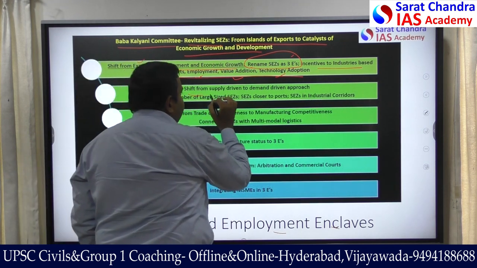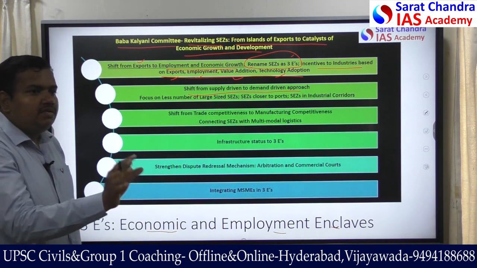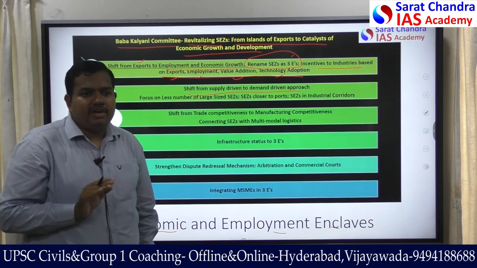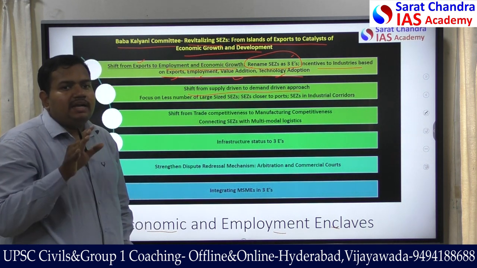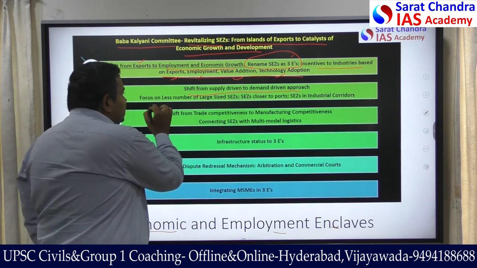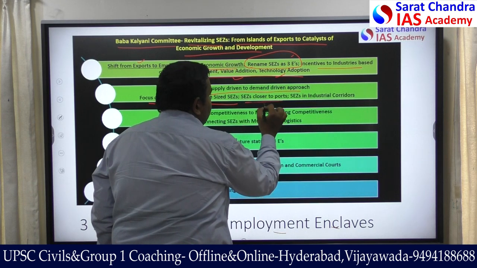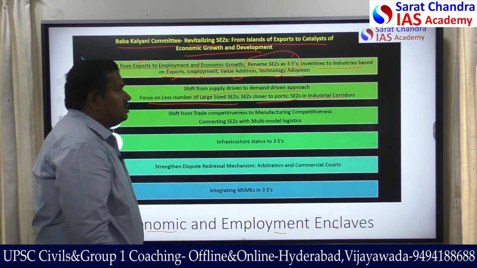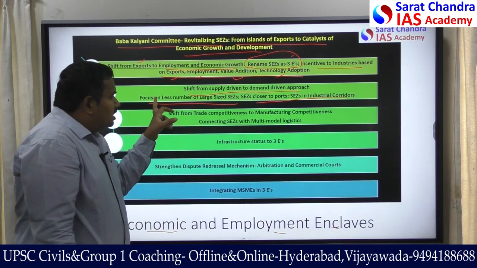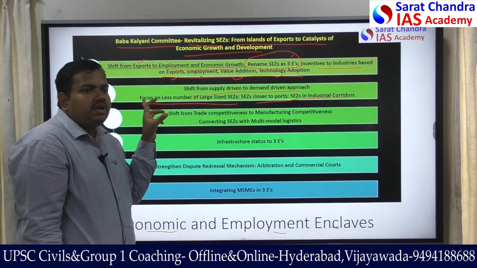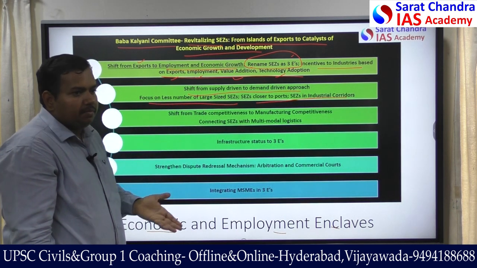Similarly, second, shift from supply driven to demand driven approach. Till now we have only focused on the supply driven approach. That means more and more exports we have to do, but now we are going to look at the demand. And focus on a smaller number of large sized SEZs, and SEZs closer to imports, closer to ports and industrial corridors. This is China's approach which we are going to adopt now. Till now we have made some mistakes, now we are going to rectify them.